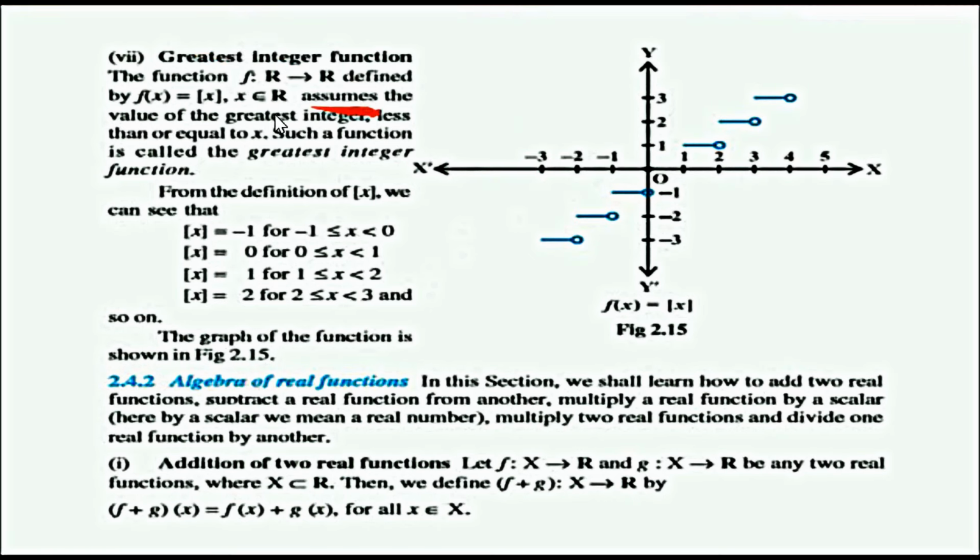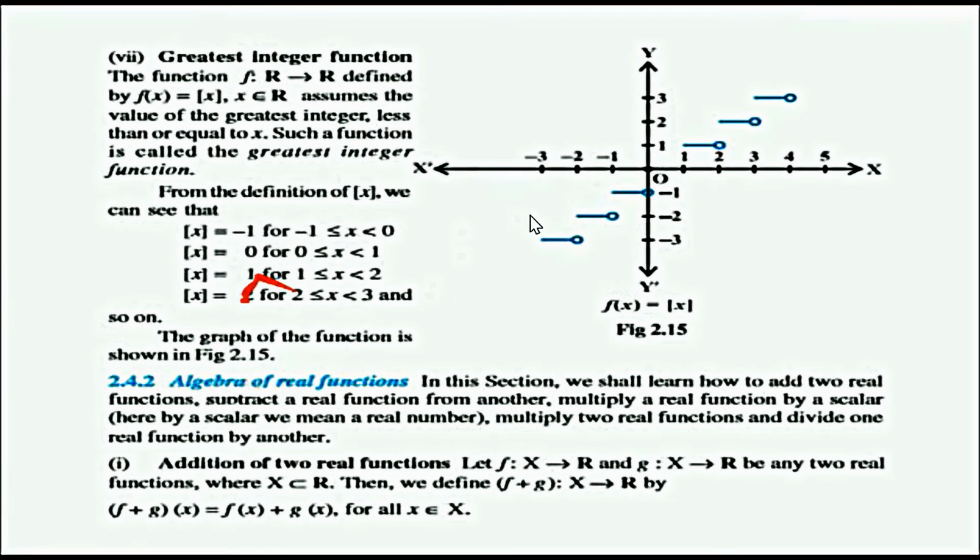So this assumes the value which is less than or equal to x. Such a function is known as the greatest integer function. This is represented by the square bracket. So [x] will be equal to -1 if x is between 0 and -1. So this lower value will be taken. See, everywhere the lower value is taken. If the value is between 2 and 3, it will be 2.